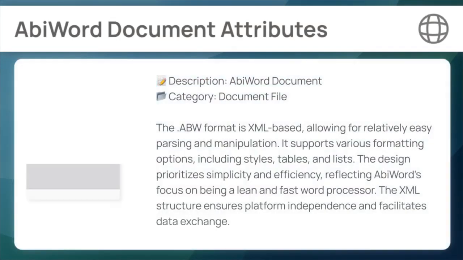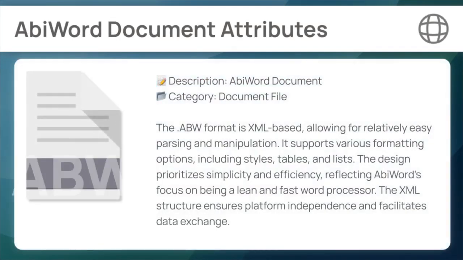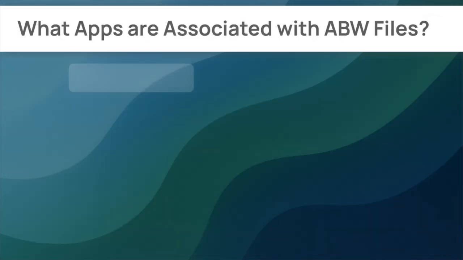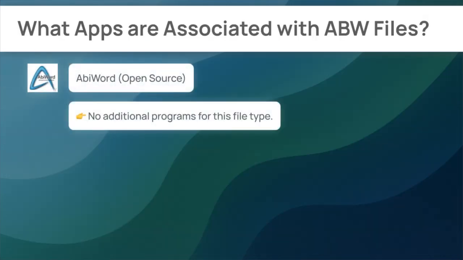The ABW format is XML-based, allowing for relatively easy parsing and manipulation. It supports various formatting options, including styles, tables, and lists. The design prioritizes simplicity and efficiency, reflecting AbiWord's focus on being a lean and fast word processor. The XML structure ensures platform independence and facilitates data exchange. The ABW file is widely endorsed for use with AbiWord, developed by open source.